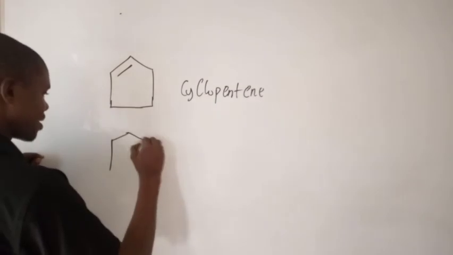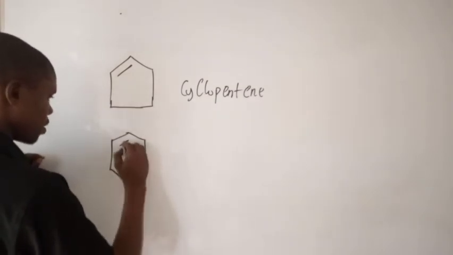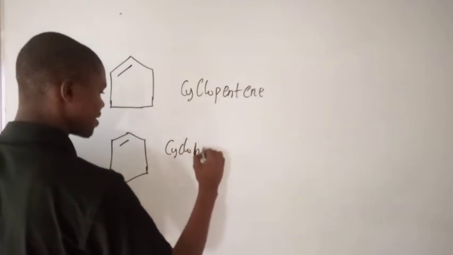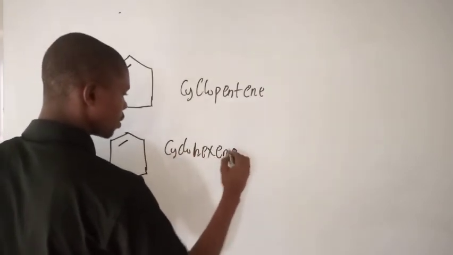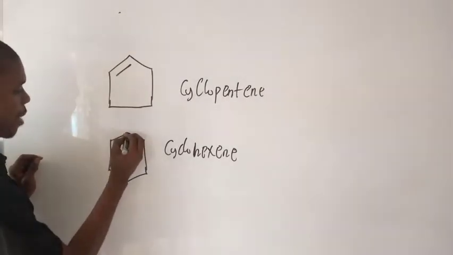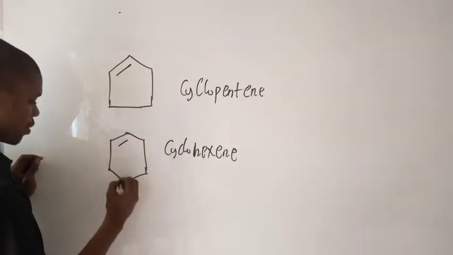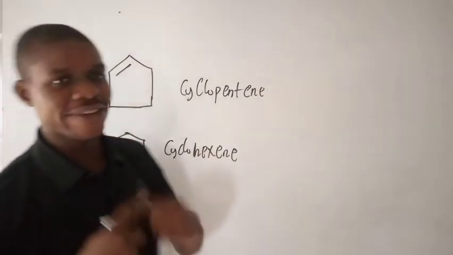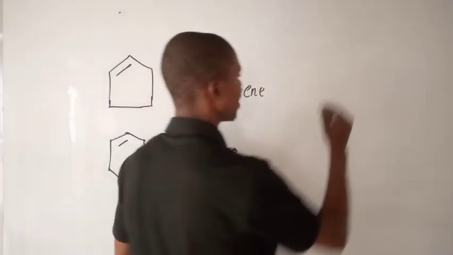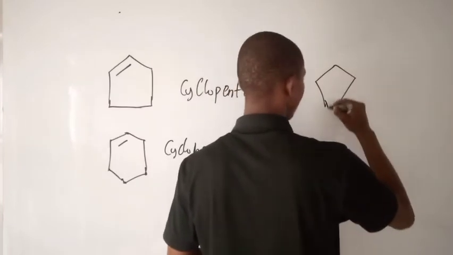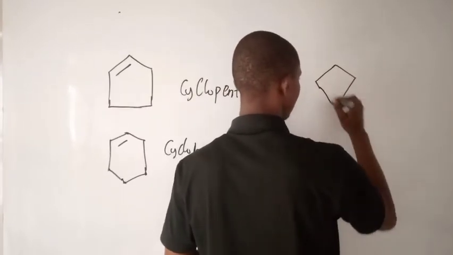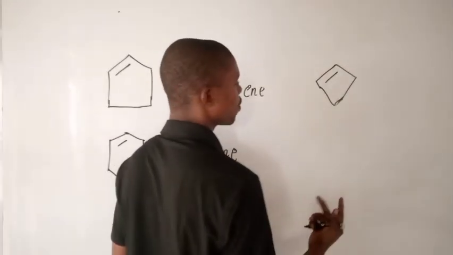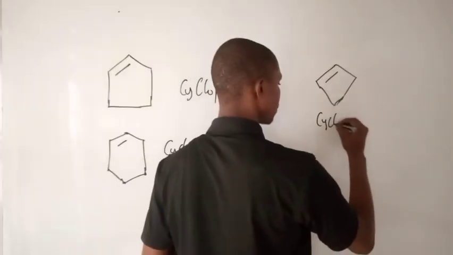So with cycloalkene, if I have something like this, it's going to be cyclohexene. Why? Because the carbon atoms here are 1, 2, 3, 4, 5, 6. As far as it is in a ring, it is cyclo. If I have something like this, how many carbon atoms do you have here? 4 carbon atoms. So it's going to be cyclobutene.